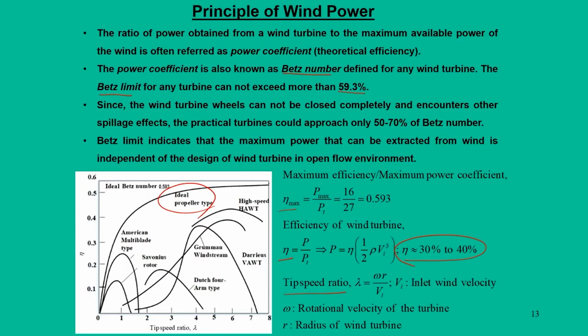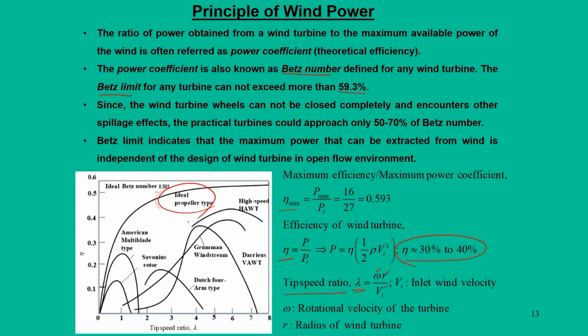Depending on the location or installed structure, the tip speed ratio can vary. It can vary with r, depending on the size of the rotor. It can also vary with respect to Vi, the initial wind speed, or with the rotation of the rotor. That is the reason this lambda, the tip speed ratio, is plotted against the efficiency term. As a theoretical number, lambda is fixed, that is, efficiency approaches the Betz limit 0.593. We call this an ideal propeller type turbine.